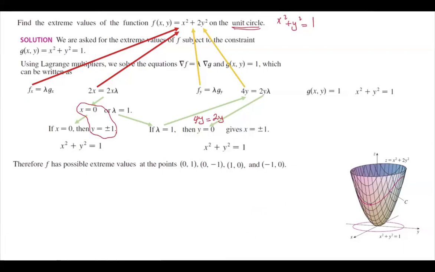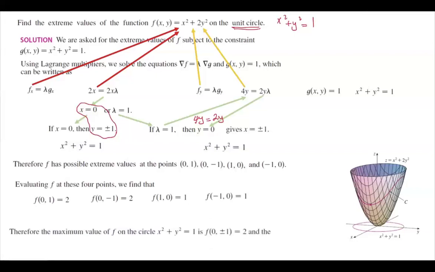Now, what are we going to do? We're going to find the z value of the function. Function f at 0 and 1 is equal to 2. Function f at 0 and negative 1 is equal to 2. Function f at 1 and 0 is just 1. Function f at negative 1 and 0 is equal to 1. So basically, the maximum value on this unit circle is equal to 2, and it happens at 2 points, 0 and 1, 0 and negative 1. The minimum value is equal to 1, which happens at 2 points, 1 and 0, negative 1 and 0.